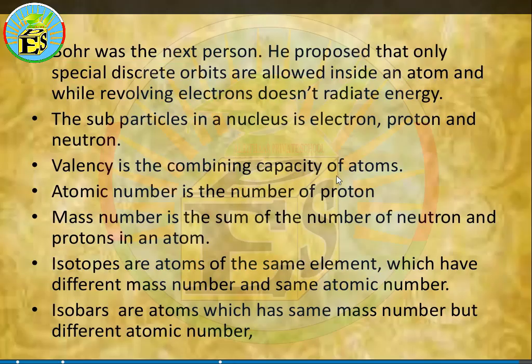Valency is the combining capacity of atoms. Atomic number is the number of protons. Mass number is the sum of the numbers of neutrons and protons in an atom. Isotopes are atoms of the same element which have different mass numbers and the same atomic number. Isobars are atoms which have the same mass number but different atomic numbers.